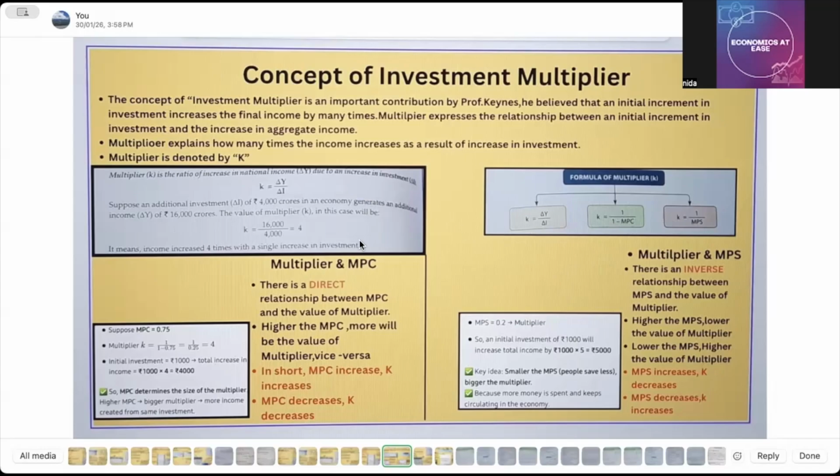Okay, so the formulas and examples, everything I have shown. And there is a direct relationship between the multiplier and MPC. As MPC increases, the multiplier also increases and vice versa. And what else is there? Multiplier and MPS have an inverse relationship. That means both the things, that is multiplier and MPS, go in different directions.